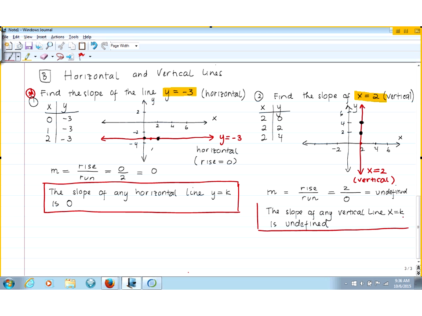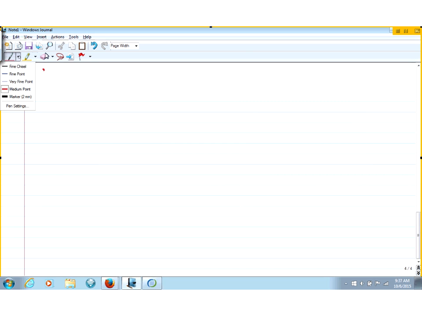Yes? No? So this is for any vertical line. Why? Because the run is 0. If you have a vertical line, then the run is 0. All right. Good. Doable? Okay. Now, let's talk about the summary of slopes.